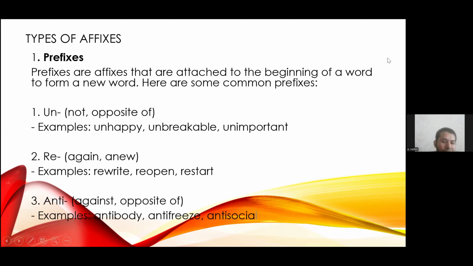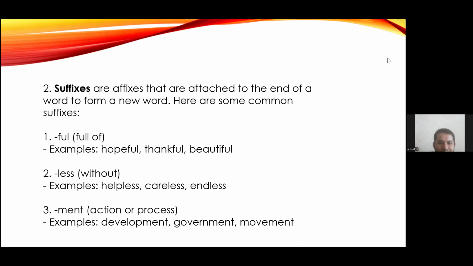The second is re. It means again, anew. Examples: rewrite, reopen, restart. And the last, anti. It means against or opposite of. Examples: antibody, antiphrase, and antisocial. Okay, the next type is suffixes. Suffixes are affixes that are attached to the end of a word to form a new word.